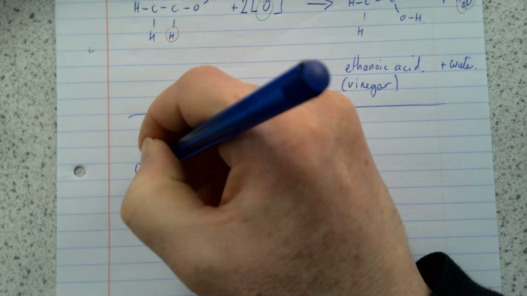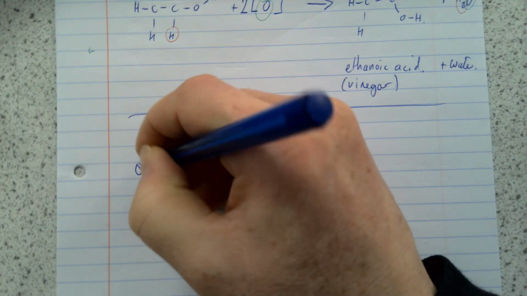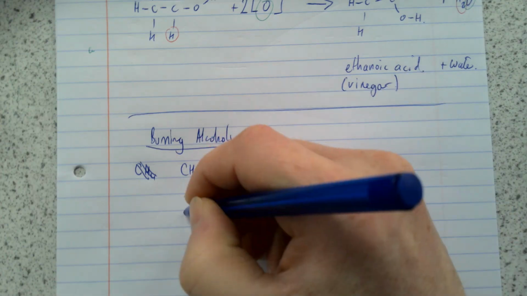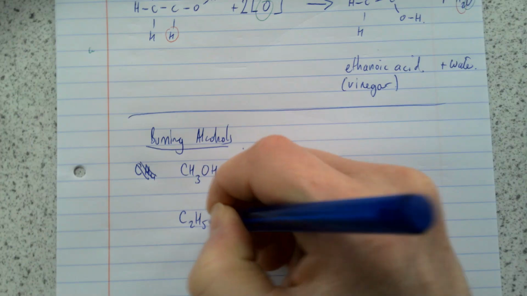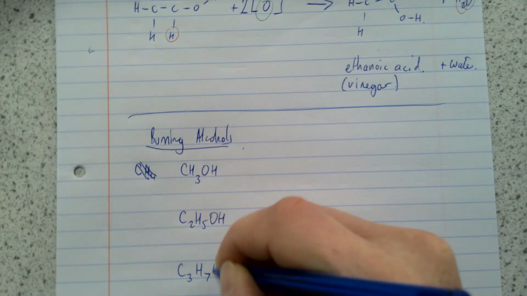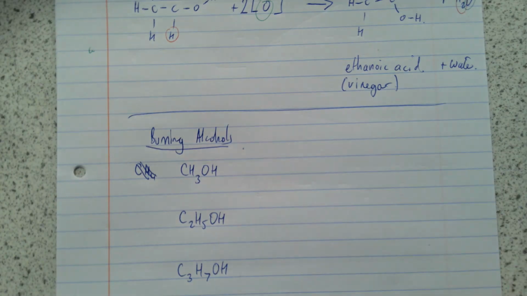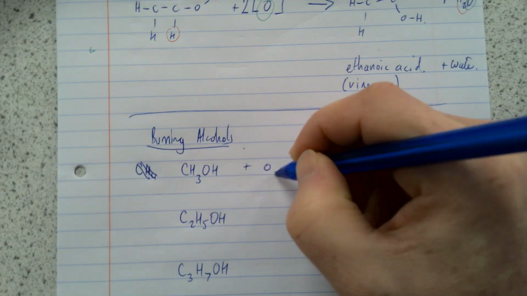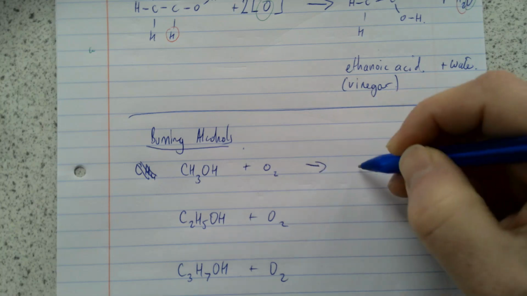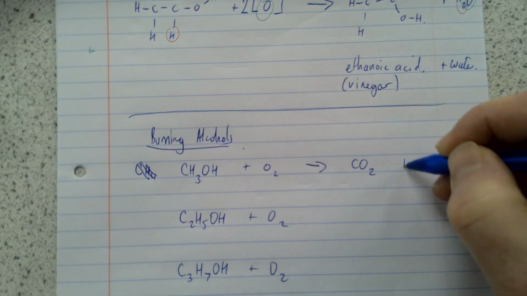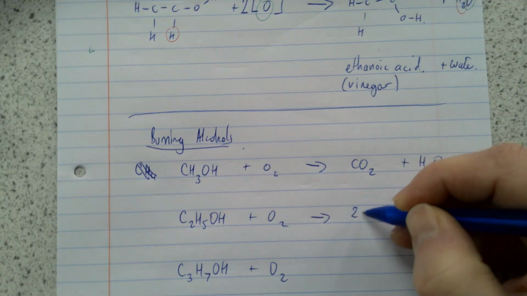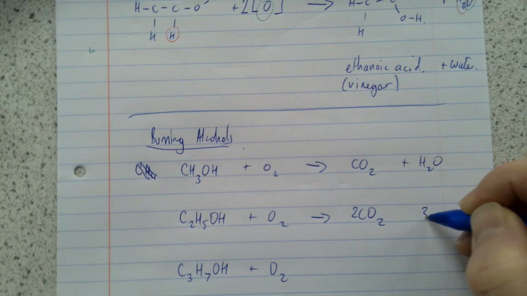But if you take any of the alcohols, so CH3OH, which is methanol, C2H5OH, which is ethanol, C3H7OH, which is propanol, and the pattern goes on. If you combine them with oxygen and you heat them, and they catch fire, you'll end up getting carbon dioxide and water in each case. And we're going to just balance, so go ahead and balance all of these equations.